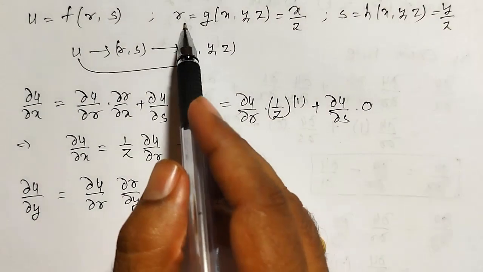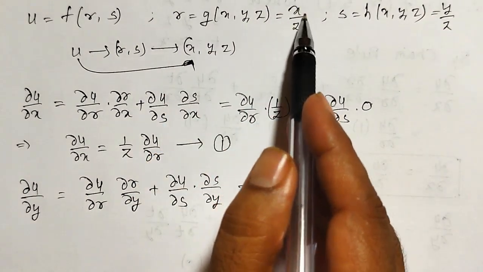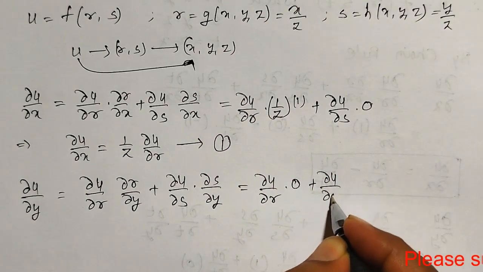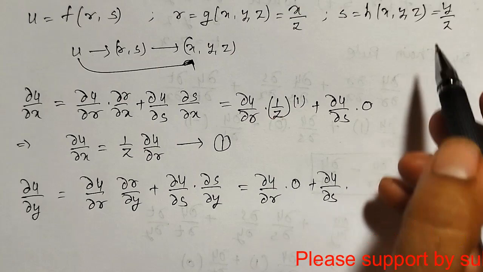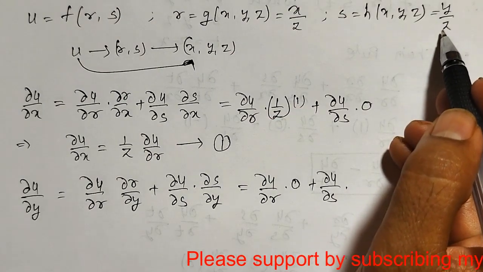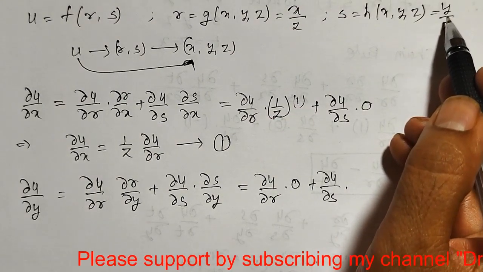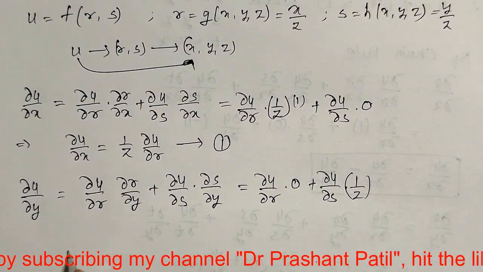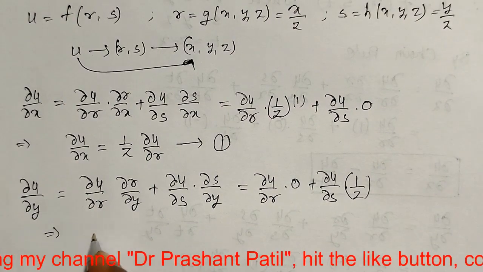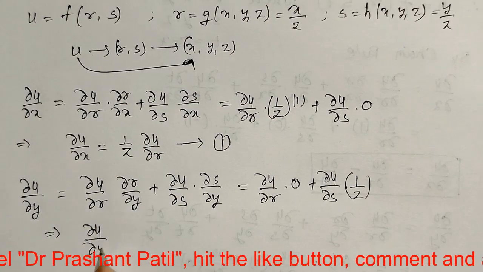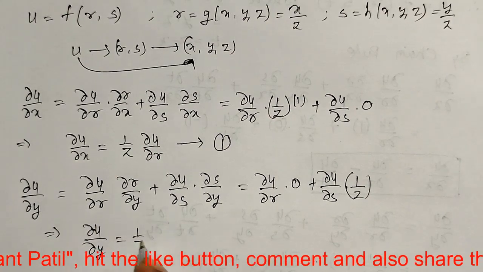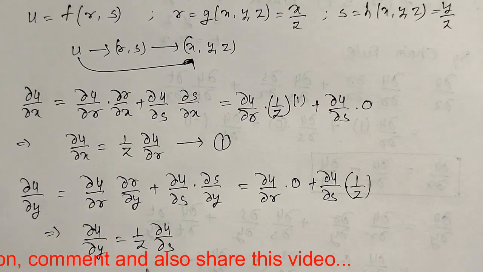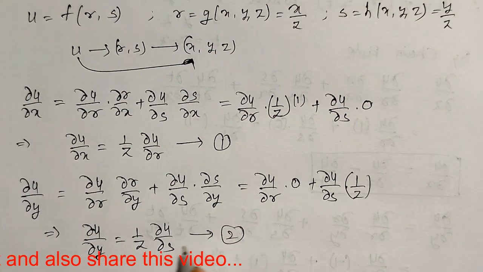∂r/∂y, with respect to y, no y term is there, therefore its derivative is 0. ∂u/∂s into ∂s/∂y. Y's partial derivative is 1 and 1/z is constant, therefore it is again 1/z. In the simplified form I can write ∂u/∂y as 1/z times ∂u/∂s. Let me call this equation number 2.